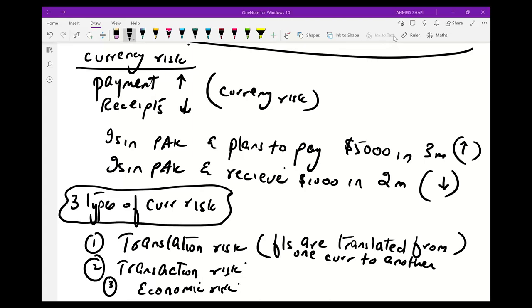Okay, so translation risk occurs when financial statements are translated from one currency to another. Like you are translating, for example, financial statements from dollar to PKR, or from GBP to dollars. So whenever financial statements are translated, the risk we face is called translation risk.